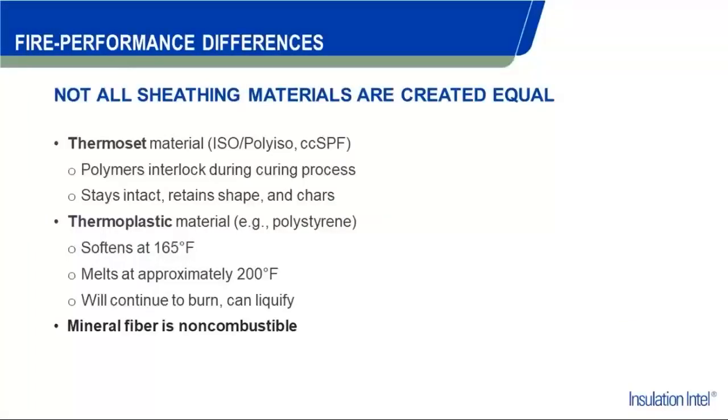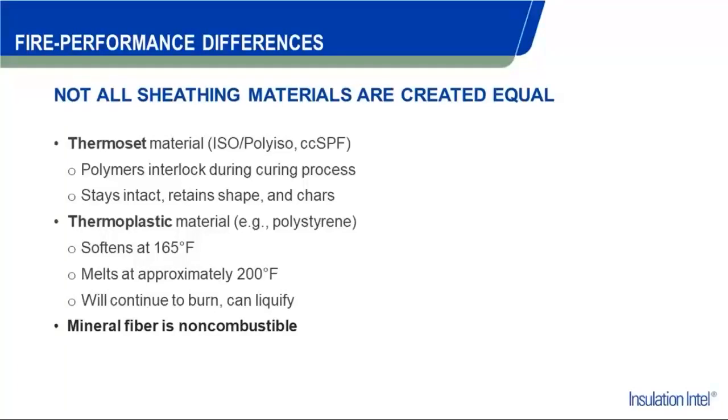So as we look at the sheathings themselves, there's a number of options on the market. Definitely have lots of considerations to make. We have thermosets, which are actually in the process of making thermosets. The polymers of the actual material itself, and this is like a polyiso board, ISO, if some people call it ISO boards, but those polymers actually interlock to each other during the curing process, and this helps to maintain its shape and stay intact. It will char, but it does typically remain in shape.